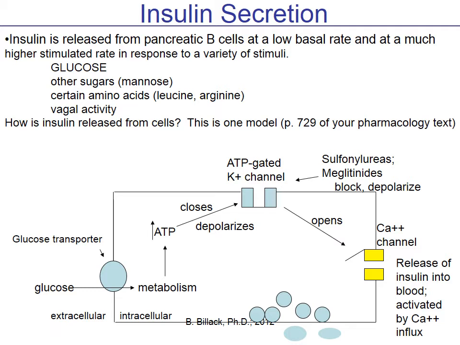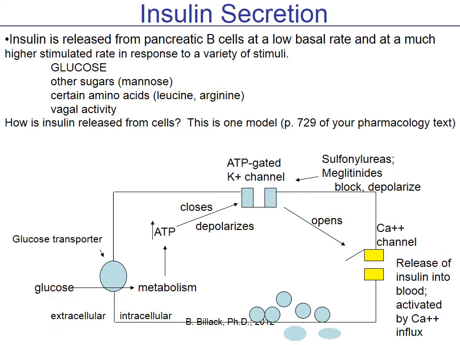By far, the most common signal for insulin release is glucose, but there are other stimulants that also cause the beta cells to release insulin, and among them are other sugars, certain amino acids, and even vagal activity. And so exactly how is the insulin released?